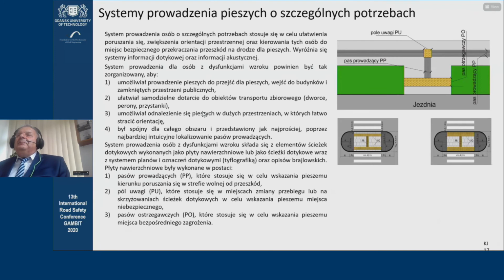And the last element is pedestrians with special needs. And here we've obviously included all of the elements that Professor Wysocki discussed. We call them fields. We have the field of attention, we have the leading field, the warning field. We don't call them texture, we call them fields. We prescribe what they should be made of and how. The dilemma, however, is what do we do with pedestrian crossings? Do we keep the warning belt close to the curb, or do we take it away from the curb?